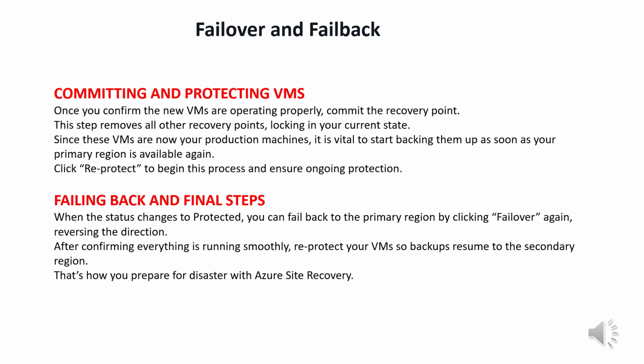Failing back and final steps. When the status changes to Protected, you can fail back to the primary region by clicking Failover again, reversing the direction. After confirming everything is running smoothly, reprotect your VMs so backups resume to the secondary region. That's how you prepare for disaster with Azure Site Recovery.